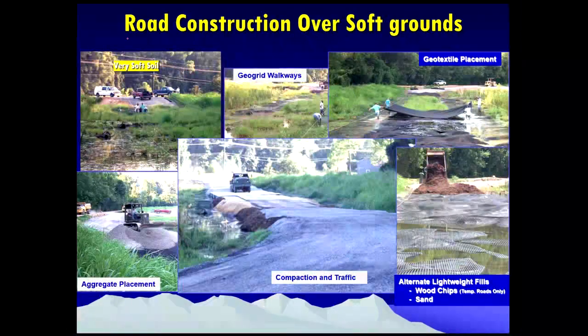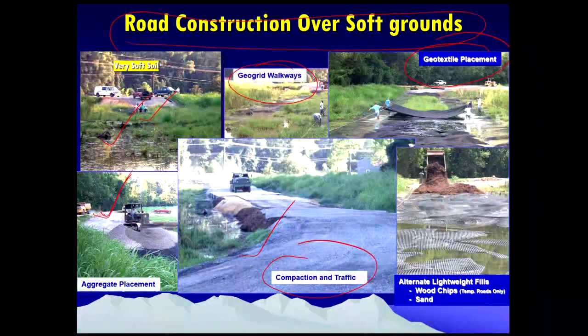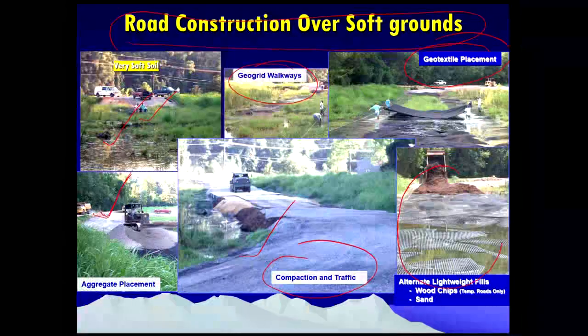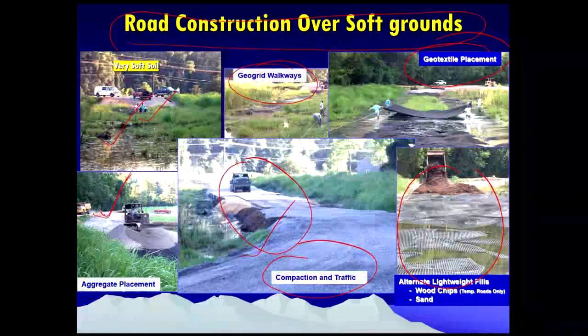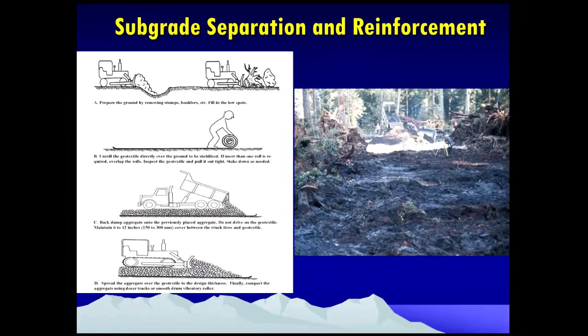Most of the time we come across very soft ground. So what I'm trying to do is create a way. I'm putting a geogrid walkway, creating a geotextile placement, bringing the aggregates, dumping the aggregates, and compaction traffic is allowed, and you see the alternate filling. At the end of the day, your road could be like this.